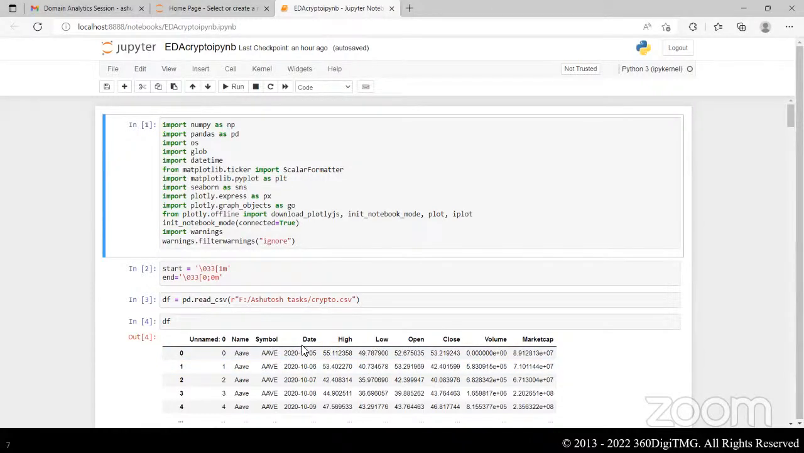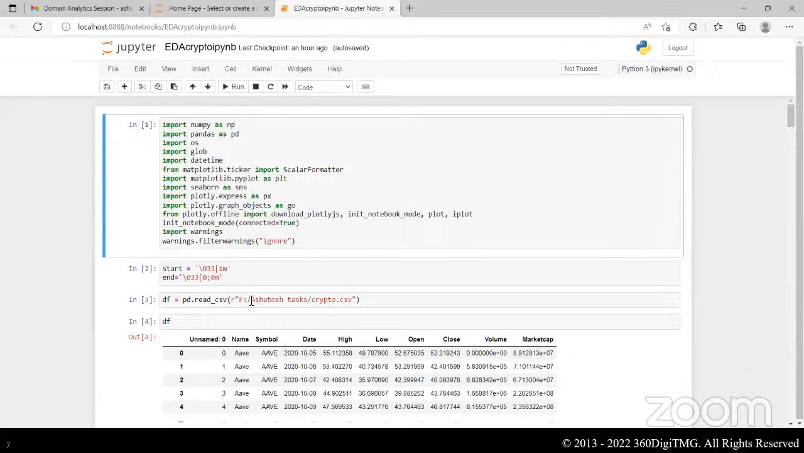Date and time of the crypto when it is open, close, go high, go low, so on and so forth. When you talk about high, it is the highest value of the crypto. Low is the lowest value of the crypto. Open is the value of the crypto at the time of market opening. Close is the value of the crypto at the time of market closing. Volume is the volume generated by your cryptocurrency.